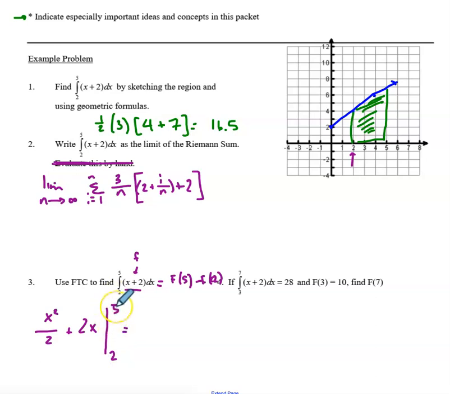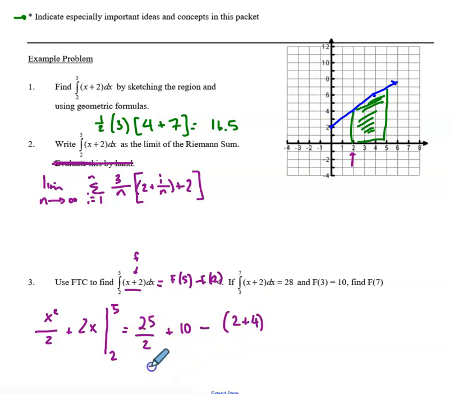So we're basically saying take this expression such that, starting at x equals 2 and going to x equals 5, which means that we first take the 5 in for each x value. So we have 25 halves plus 10. That is going to be big F of 5. And then we subtract out this expression evaluated at 2. So when I plug 2 in for each x, I subtract out first 2 squared over 2, which is 4 over 2, which is 2, plus 2 times 2, which is 4.